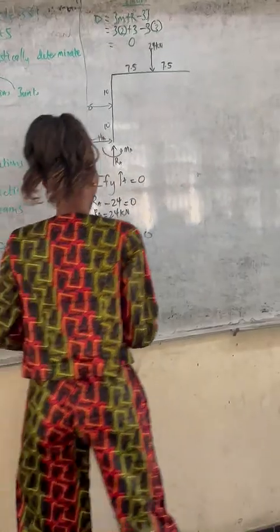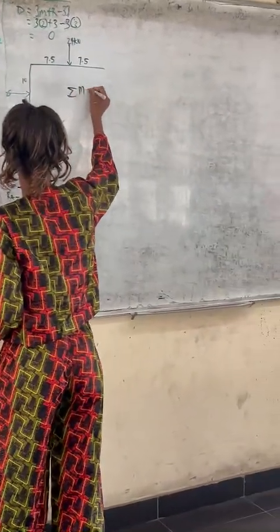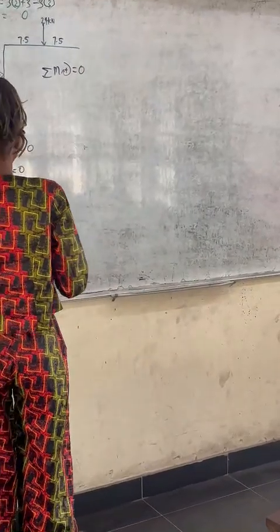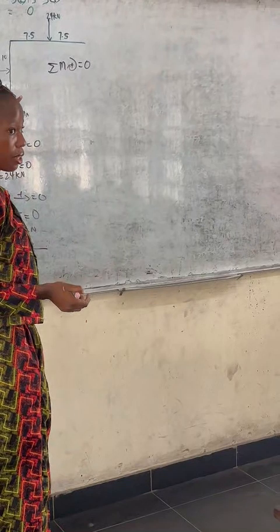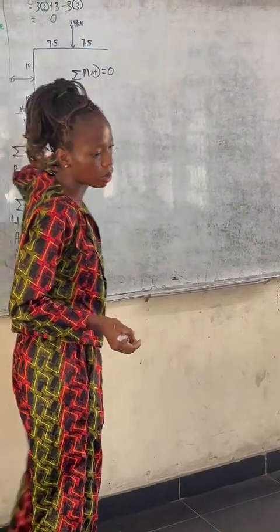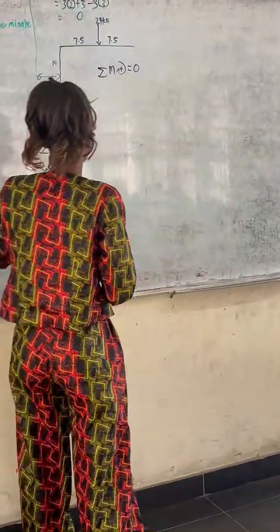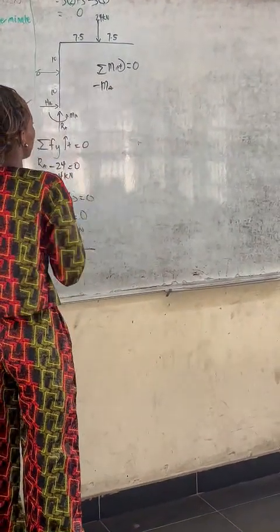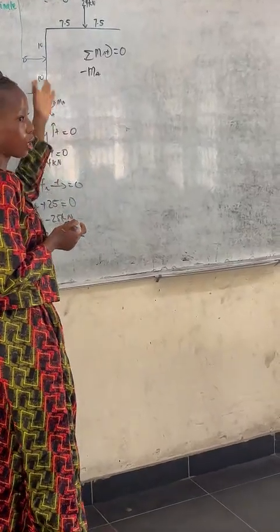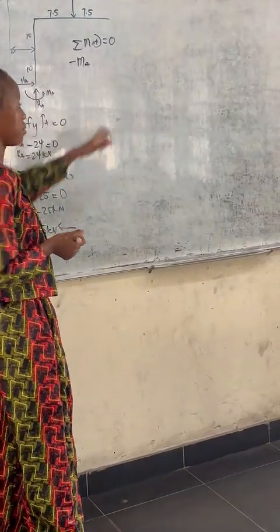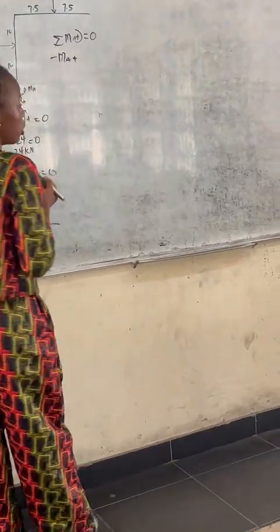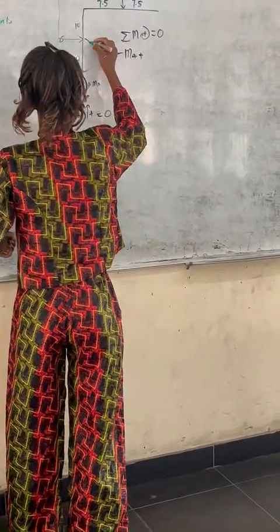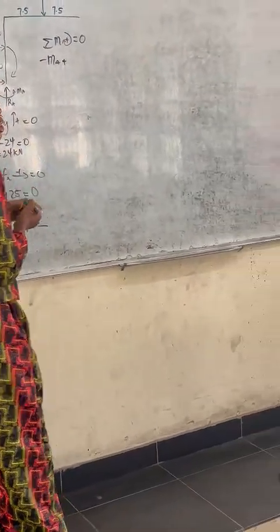So now the last one is our moment. We have our summation of moment, taking clockwise as positive, equals what? 0. So we are taking moment about A. That means we have minus MA, because from here, we chose that MA is anti-clockwise. So that's why I'm having it as a negative. Minus MA plus, RA will not act. HA will not act because it's still on that point. 25 is going to act. 25 is coming like this. So it is what? Clockwise.